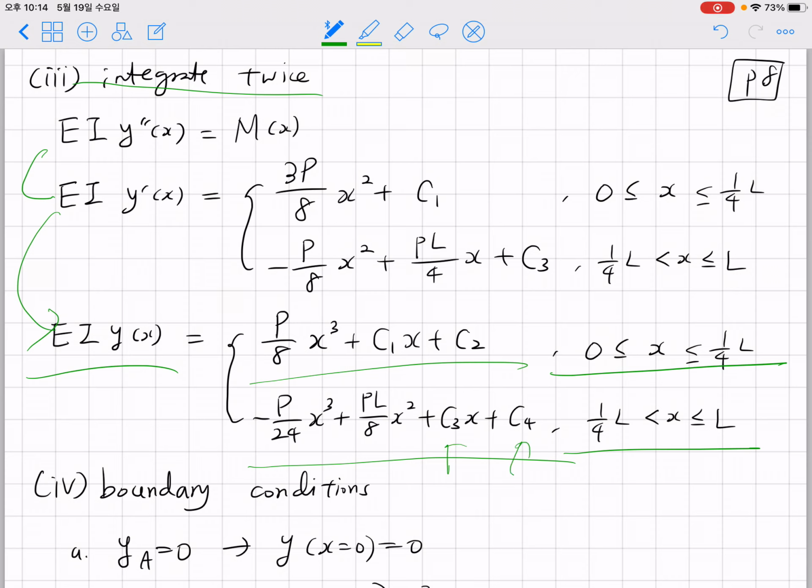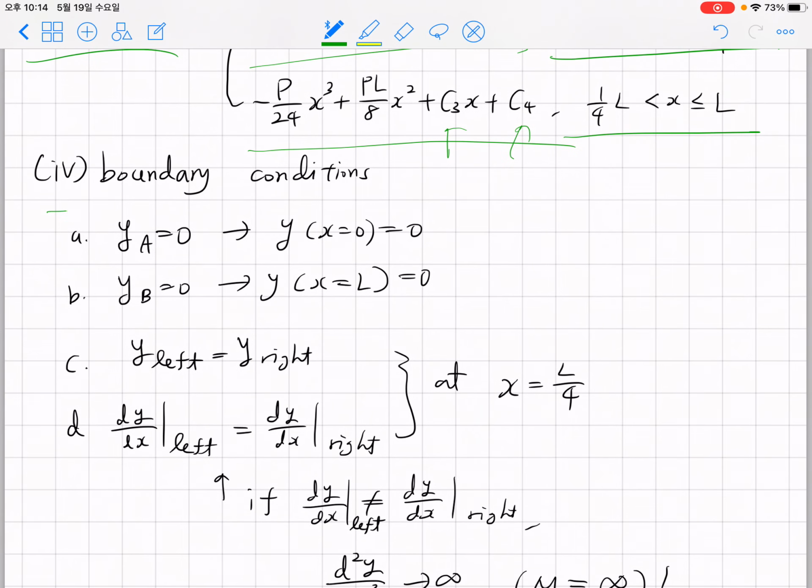So you have 4 unknowns now, which means that to solve this equation you need 4 boundary condition information. So let's try to apply boundary conditions.